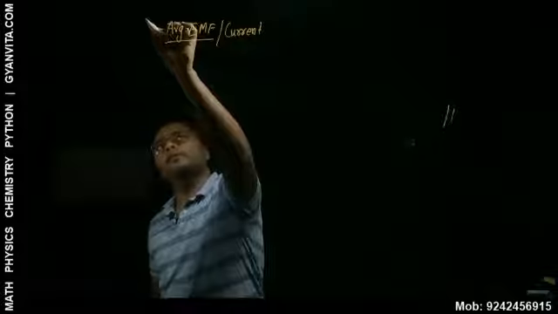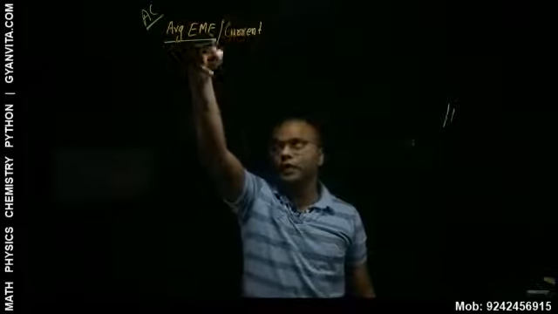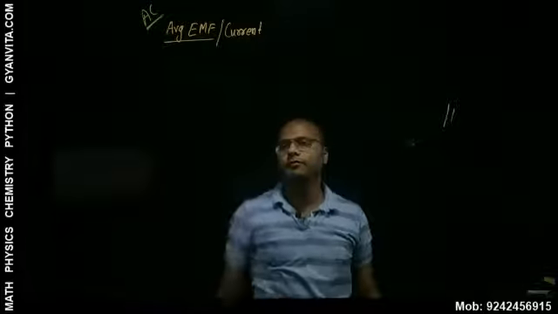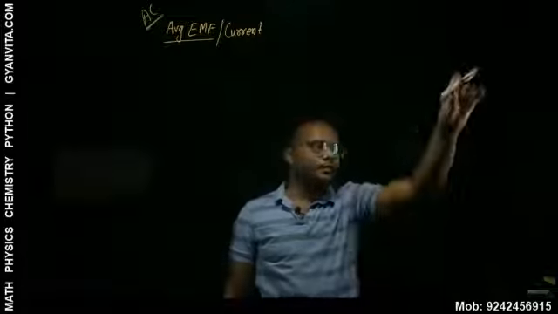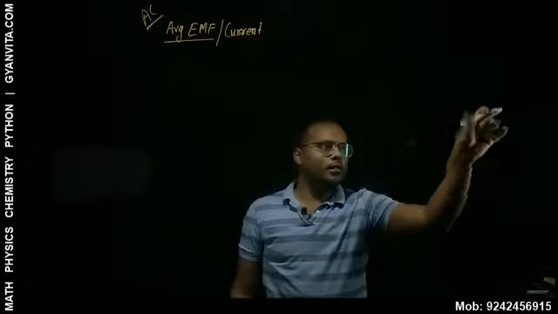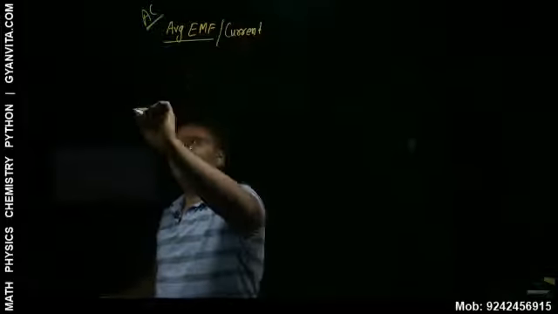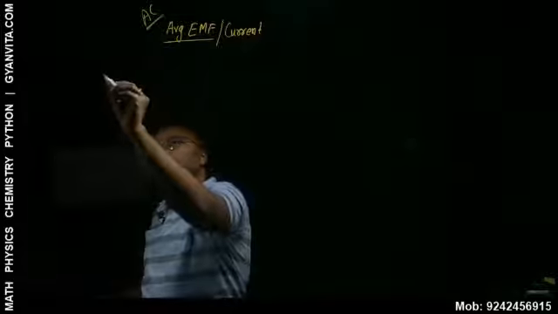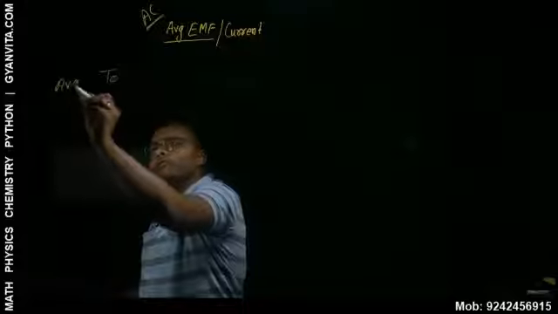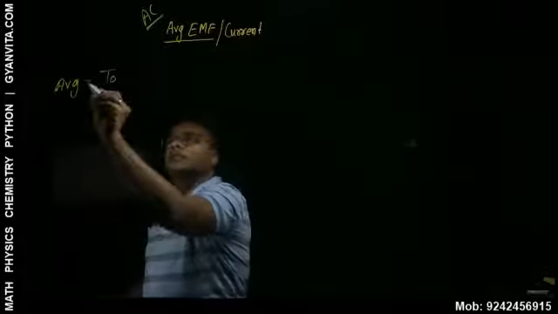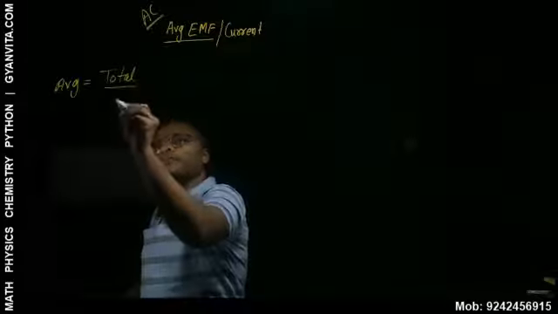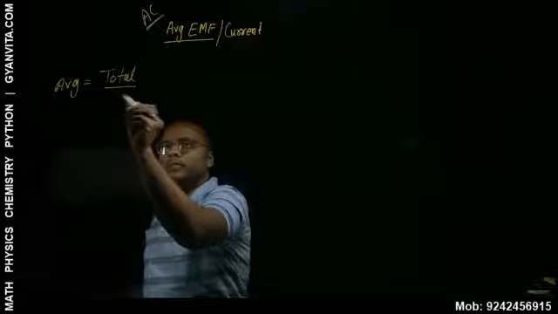In case of AC, that is, alternating current or alternating EMF, the average value of that. Generally, when we have studied steady current, in that case, if we have to find this average EMF or average current, we just find the total. Average is what? Average is always total divided by the time, right?